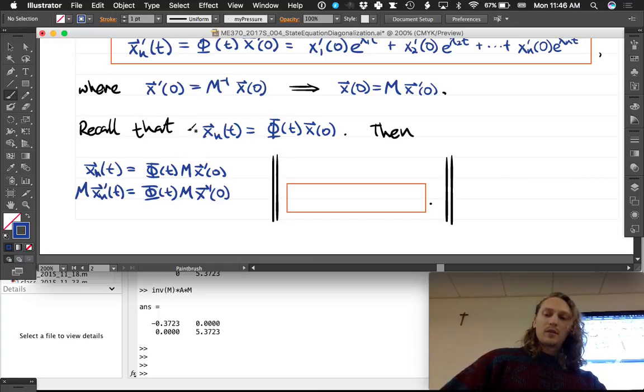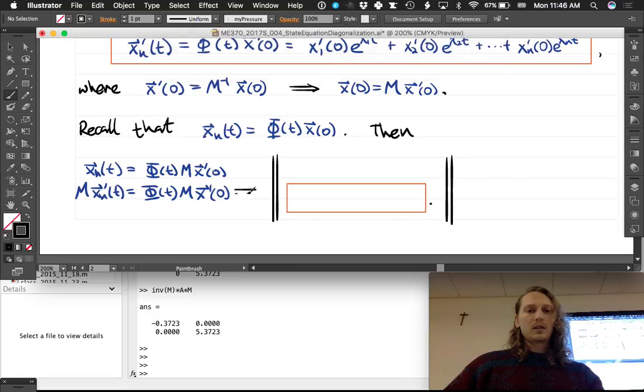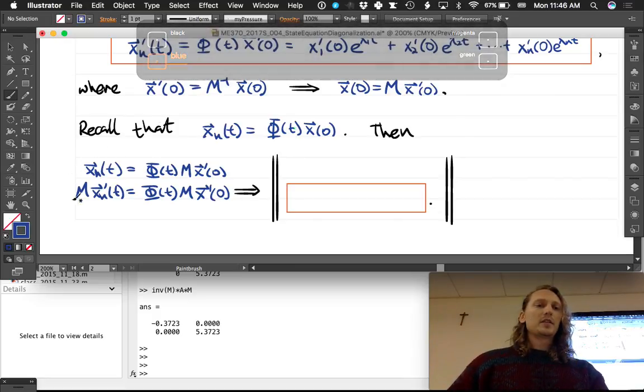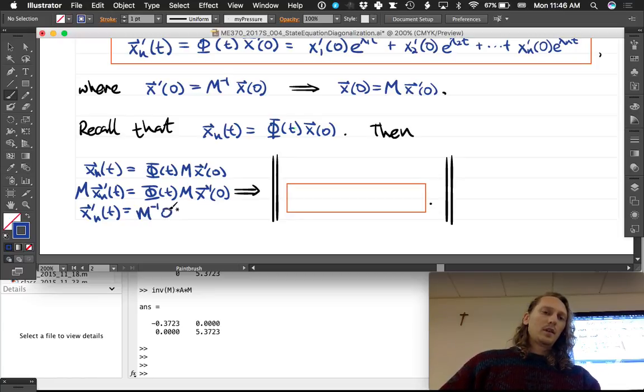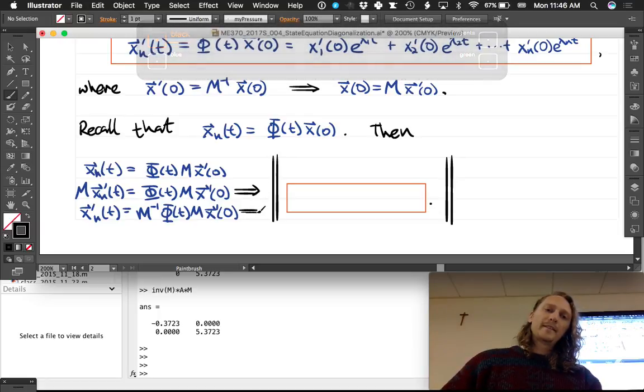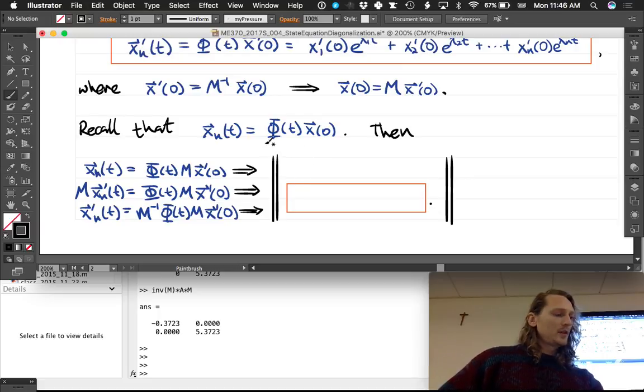Okay, so that implies, you can left multiply both sides by m inverse, which would get rid of this one, and would leave x prime homogeneous of t equals m inverse phi of t m x prime of 0, which leads to, and all of these things. So I'm just going down, and then I'm going to go up to the next column.